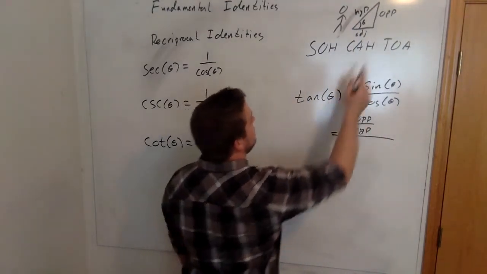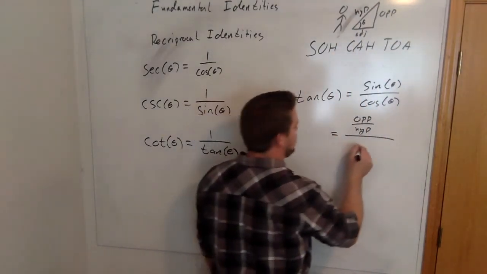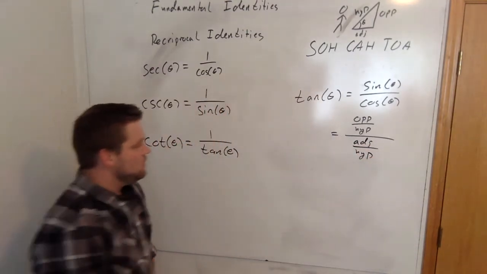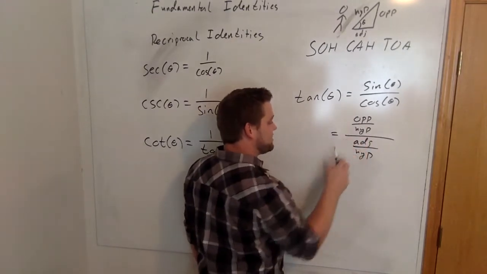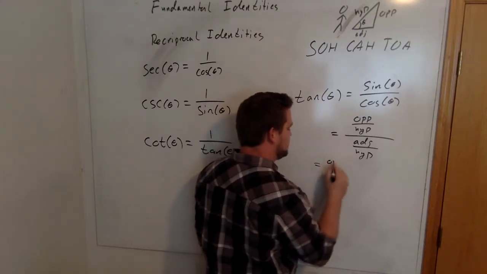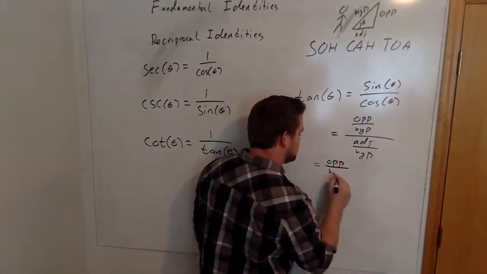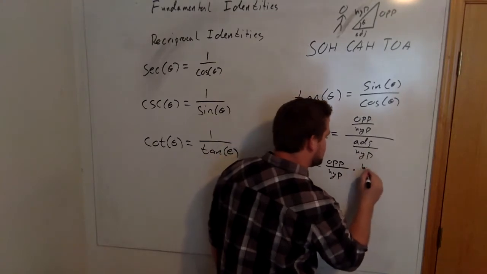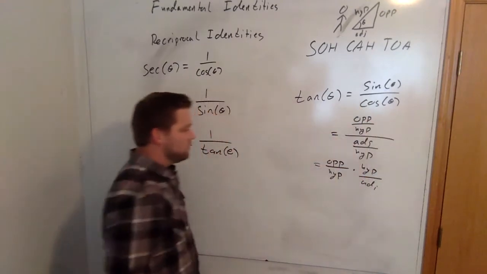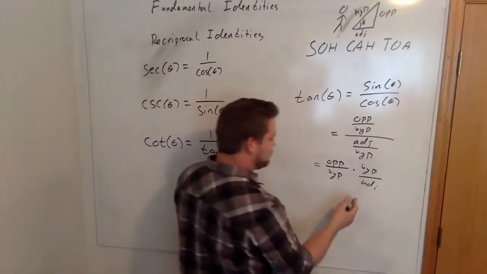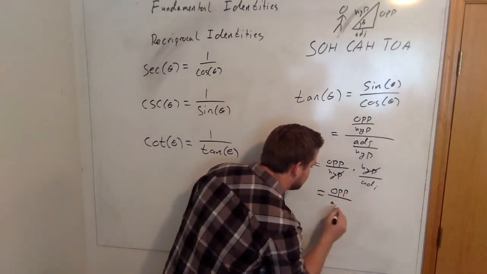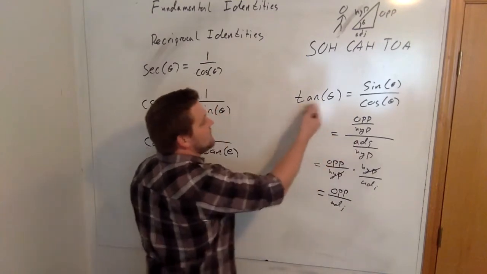Sine is defined as opposite over hypotenuse. Cosine is defined as adjacent over hypotenuse. Notice here I have a fraction divided by a fraction. Remember how we divide fractions: we flip and multiply. So this is the same thing as opposite over hypotenuse times hypotenuse over adjacent. I'm just flipping the bottom fraction and multiplying. When these multiply together, the hypotenuses cancel out and we're just left with opposite over adjacent, which is exactly what tangent is.